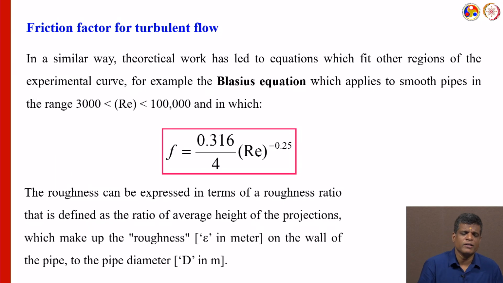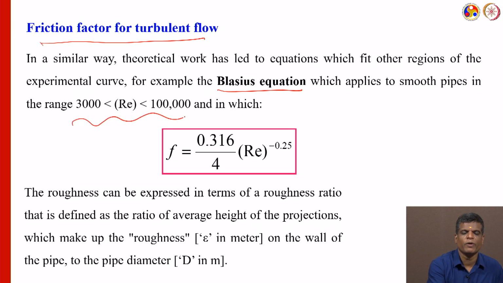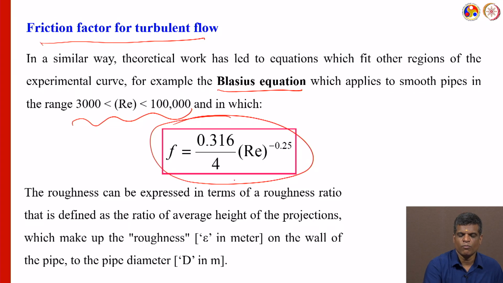Sometimes, if you want to use a friction factor for turbulent flow, there is an equation called Blasius's equation. For the Reynolds number range of 3000 to 1 lakh for a smooth pipe, we have to use f equal to 0.316 divided by 4, Re to the power minus 0.25.